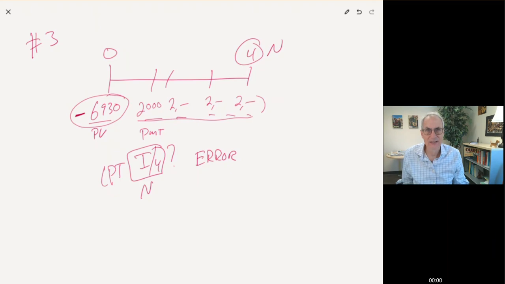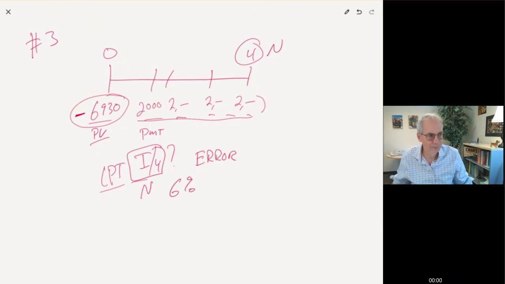You're spending $69.30, so that's going to be an outflow or a negative number. So type in $69.30 again, hit the plus minus key, make it a negative, hit present value. You don't have to enter in all the other things. And now compute IY, and you should get 6%. 6% is the answer. Okay?